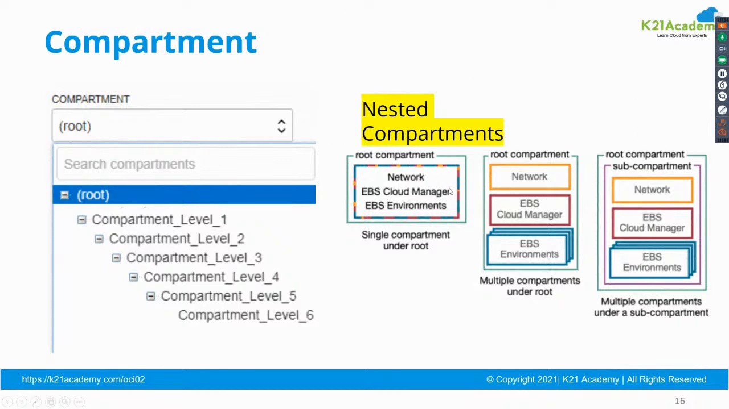I have created the same thing in a single compartment under the root. The root compartment is what is created at the beginning when you register your account, and in that you create multiple compartments. Then I have created a separate compartment under the root, or here I have created a nested compartment. A compartment is there, within that I have created more compartments. Oracle allows you to go up to 6 levels in the compartment design.